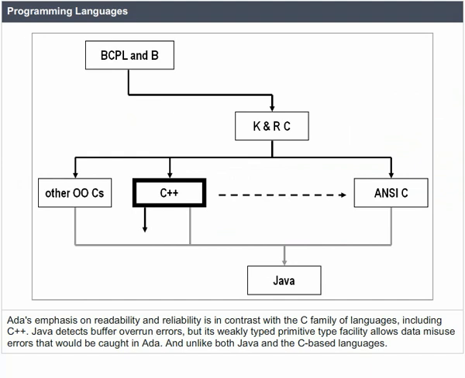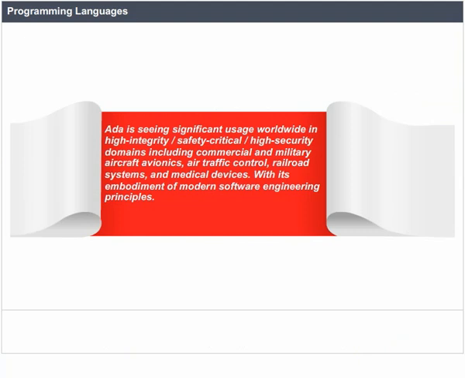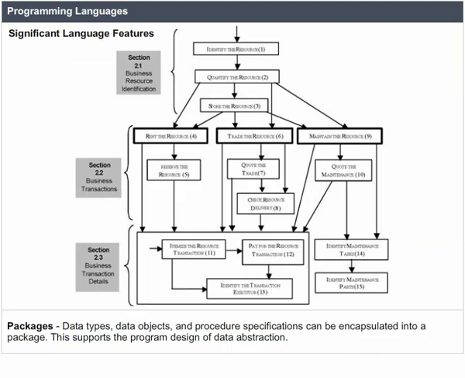Java detects buffer overrun errors, but its weakly typed primitive type facility allows data misuse errors that would be caught in ADA, unlike both Java and C-based languages. ADA is seeing significant usage worldwide in high integrity, safety critical, high security domains, including commercial and military aircraft avionics, air traffic control, railroad systems, and medical devices with its embodiment of modern software engineering principles.